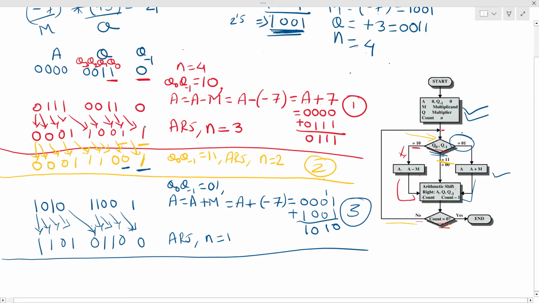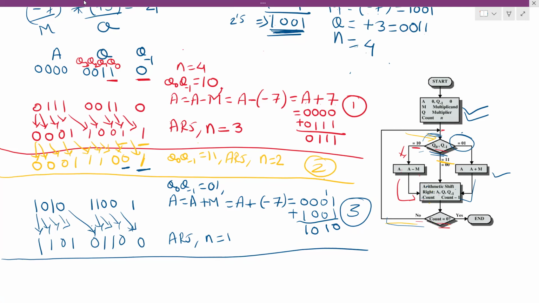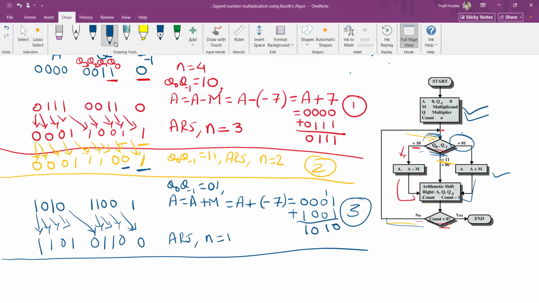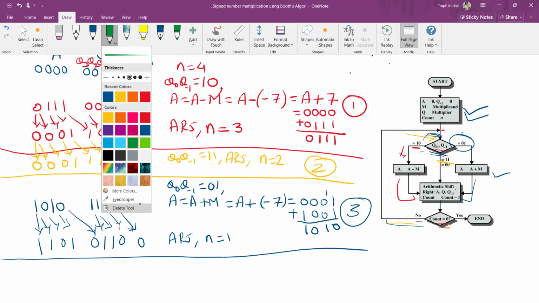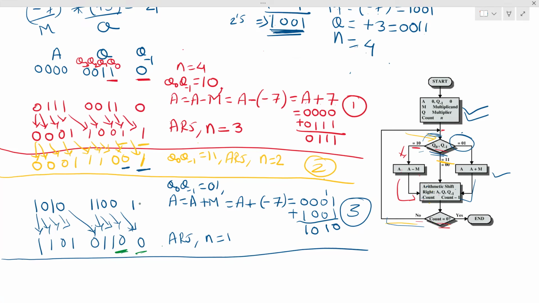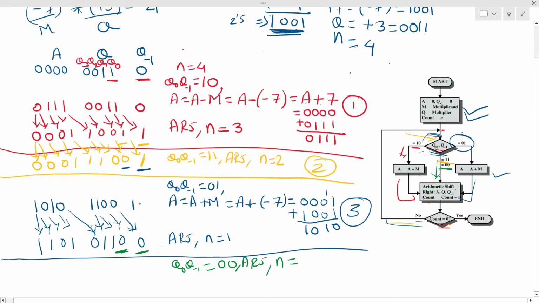Okay, so this will be my third cycle completed. I will check the count. It is 1. It is not equal to 0. So I will again go to this step and I will check the bit, that is Q0 and Q minus 1. Okay. So I will check these two bits again. Now these two bits are 0, 0. As these two bits are 0, 0, again, I will directly perform arithmetic right shift and count will be reduced by 1. Now the count will be 0.